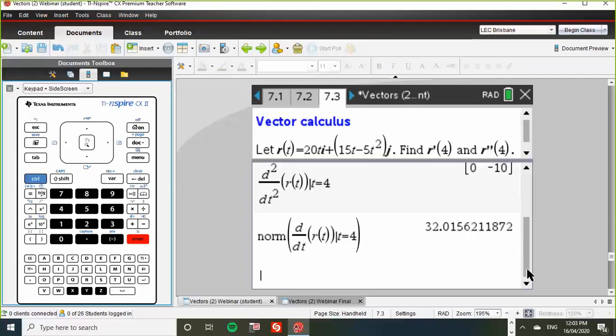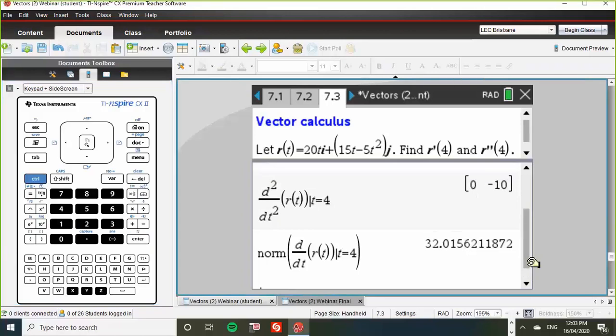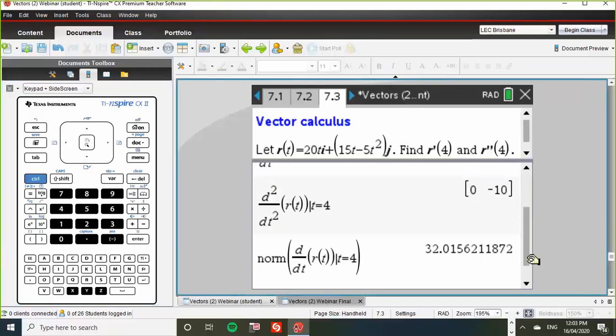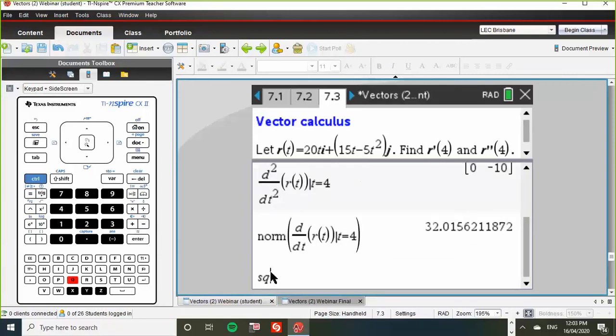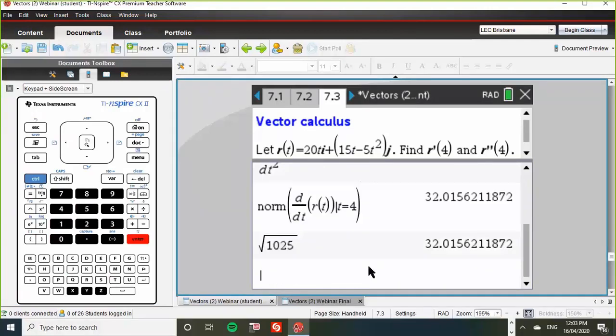You won't get an exact answer. You'll get a numerical answer because in this instance, because it's a surd, the magnitude of that vector is the square root of 20 squared plus negative 25 all squared, which is the square root of 1025. And when you press enter, that corresponds there. Okay, so that's a nice way to work out the speed. So the speed is the magnitude of the velocity vector. Velocity has a magnitude and a direction. Speed just has a magnitude. So speed is a scalar.